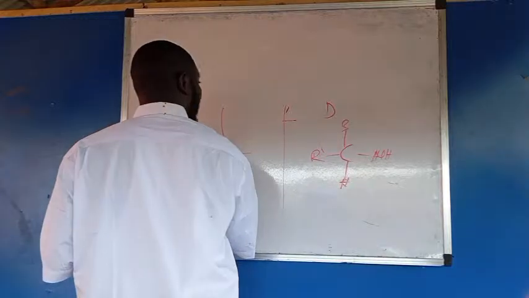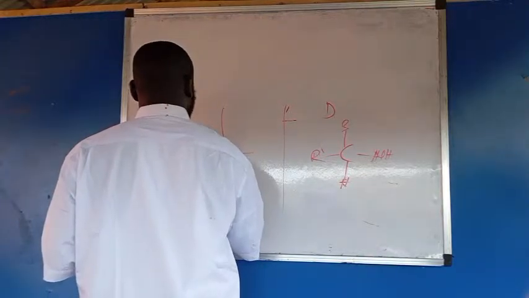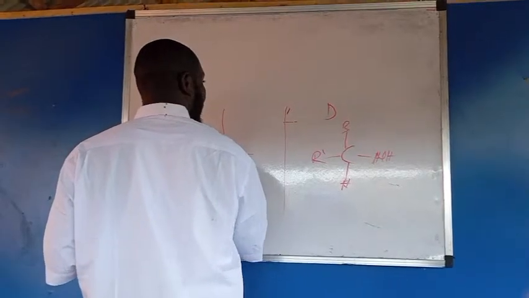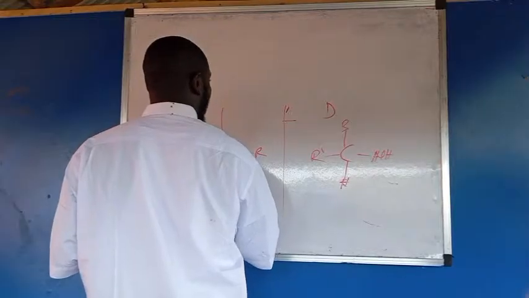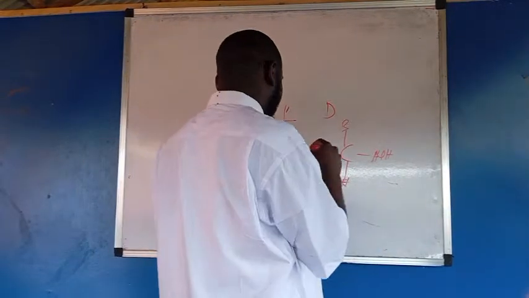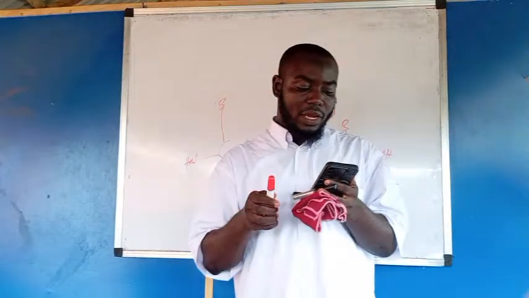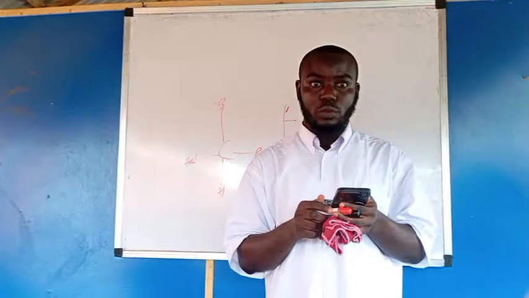We have now nitrogen. We have the hydrogen. And this is what they call enantiomer. And that's the pharmacological activity of stereoisomers.